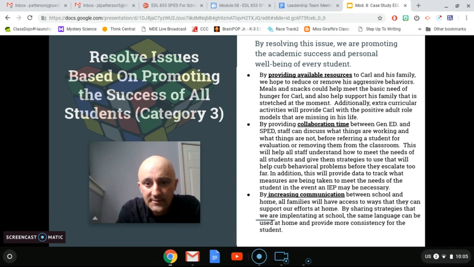Collaboration time between Gen Ed and SPED staff. This would be a better way of giving Gen Ed teachers strategies, tips, techniques to use in their teaching toolbox, so they can handle some of these needs in the Gen Ed classroom before they're coming to the SPED room, or teachers like Ms. Taylor are coming to say, hey, I need this student out of my class. And it'll also give us a chance to track the data that's being taken on the IEP and see if it's effective or not.